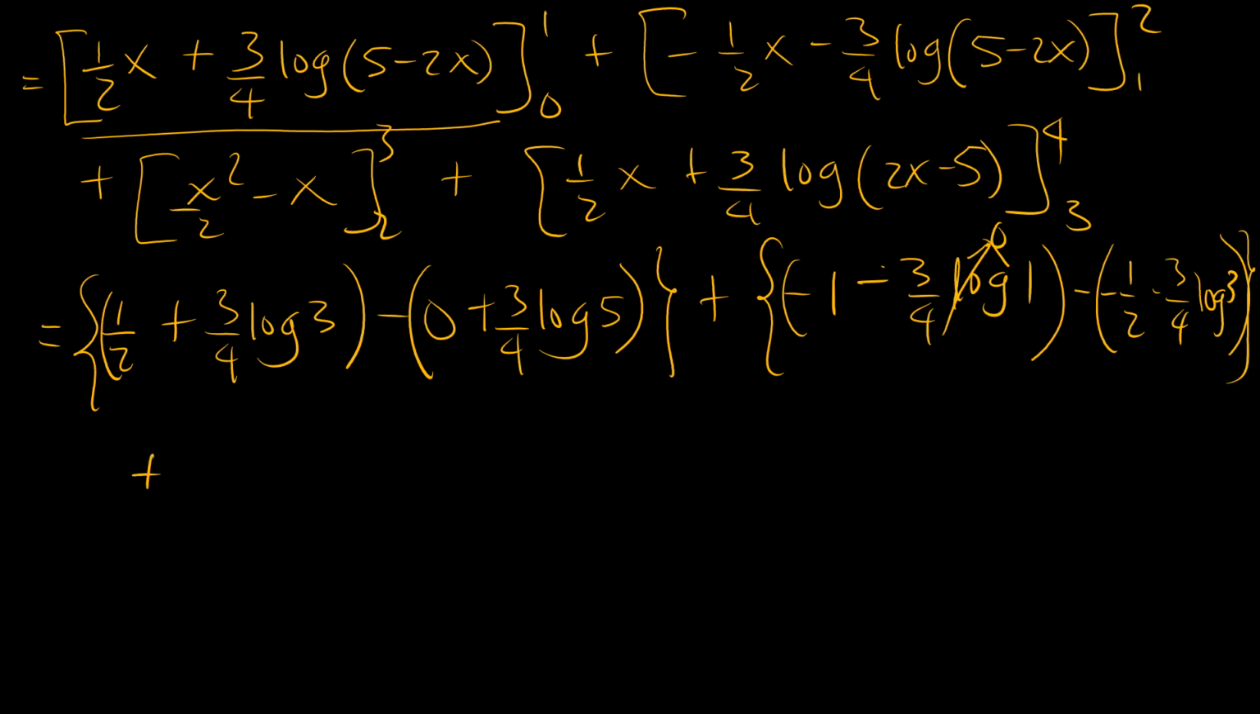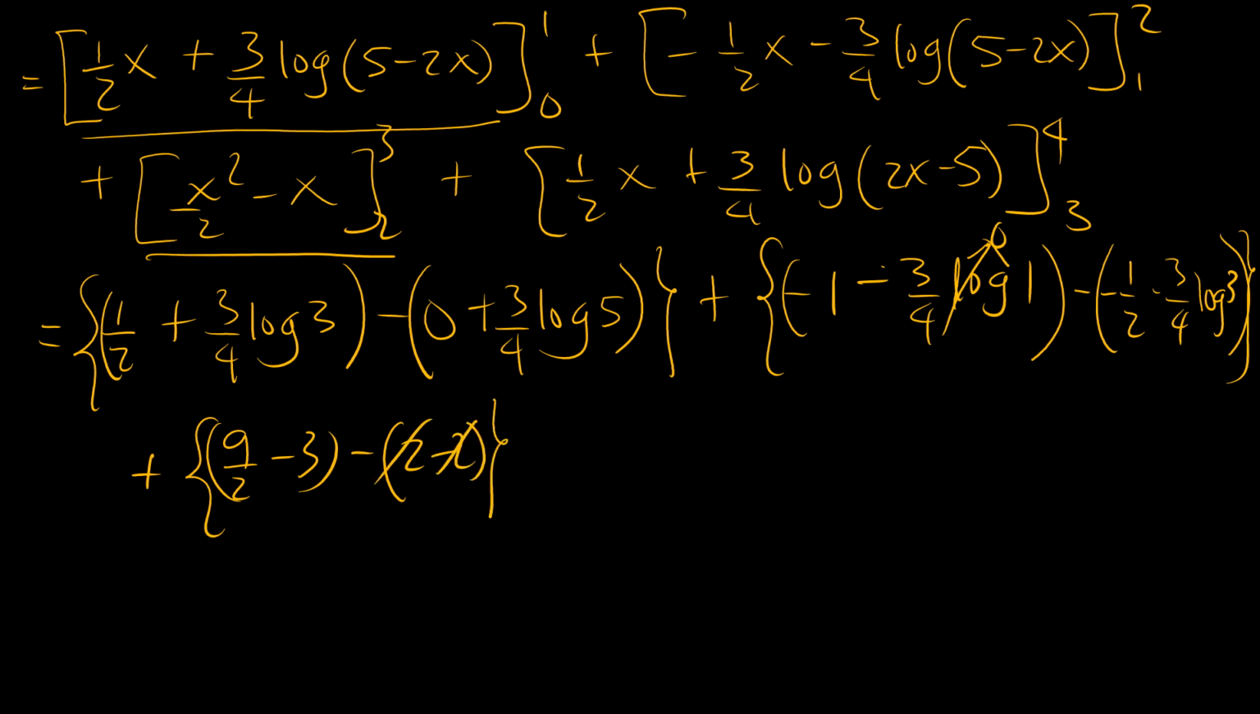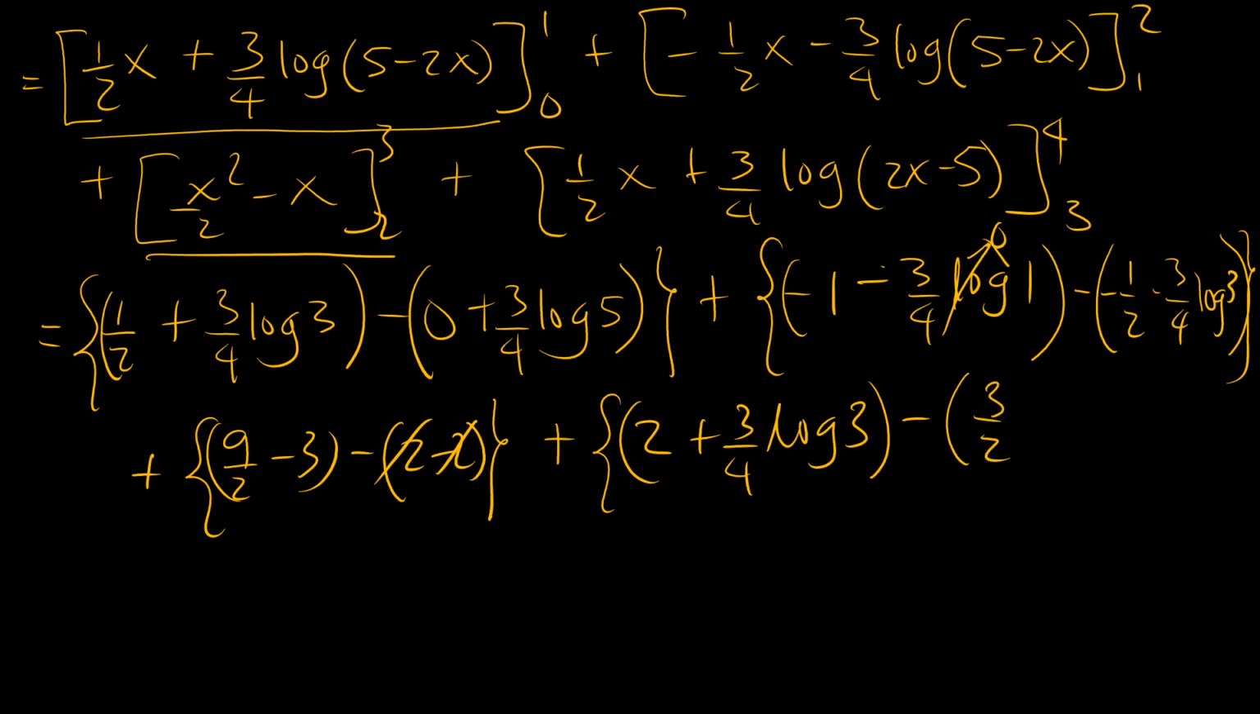Plus, now onto this we have 3 squared over 2, that's 9 over 2 minus 3, minus 2 squared over 2 is 2 minus 2, this cancels, plus 4 over 2 becomes 2, plus 3 over 4 log of 8 minus 5 is 3, minus 3 over 2, plus 3 over 4, 6 minus 5 is 1, so log of 1, this goes to 0.